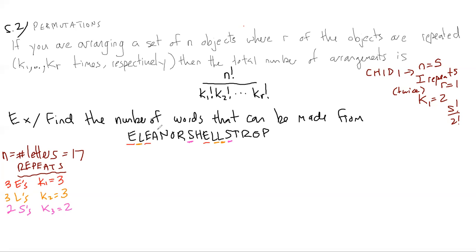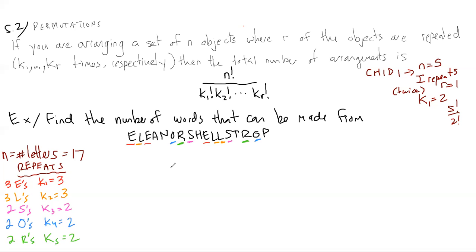I've just got the 1 A, there's 1 N, there's 2 O's. And so that's going to be K4 is 2. And R, there are 2 R's. And I think that's all of them. So my K5 is going to be 2.